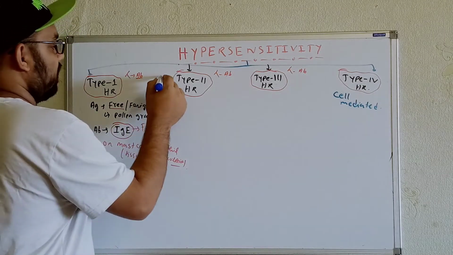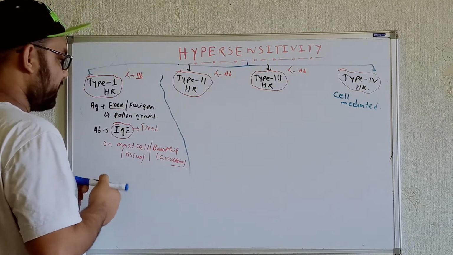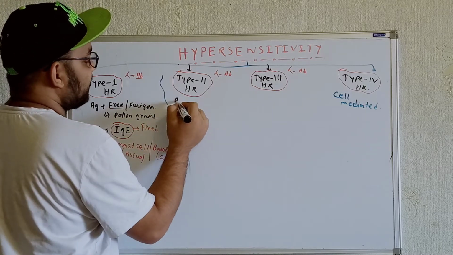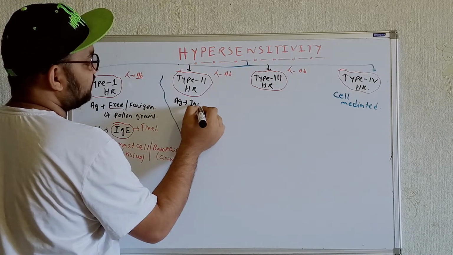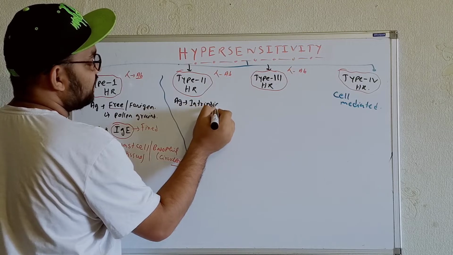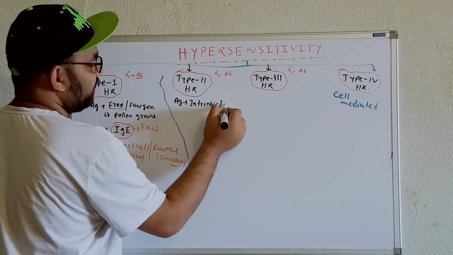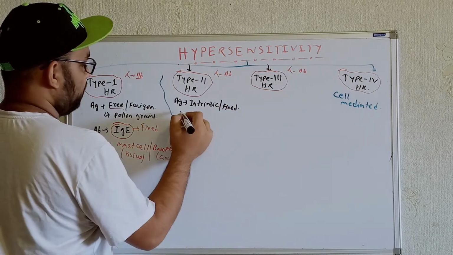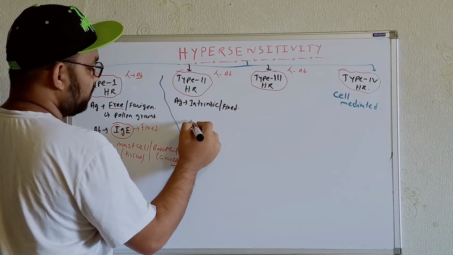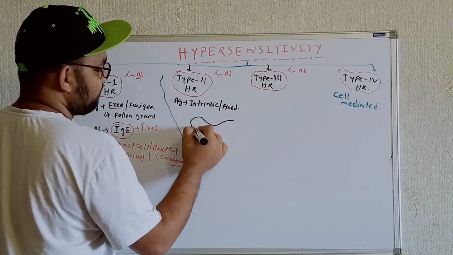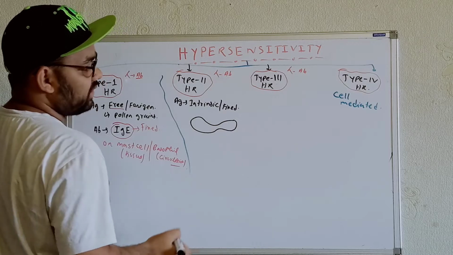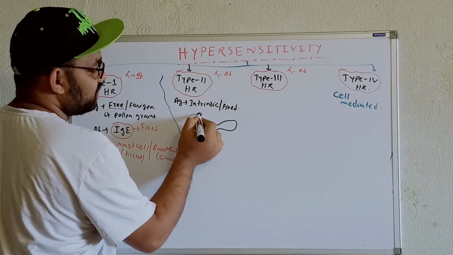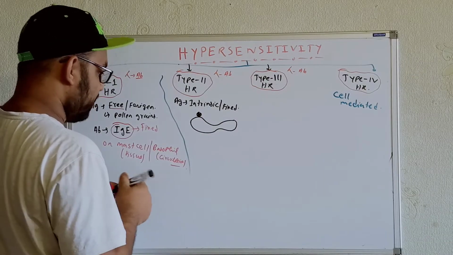Now let's talk about type 2 hypersensitivity reactions. Very basic things. At first, if we talk about the antigens, these antigens are always intrinsic antigens, and these antigens are fixed antigens. For example, this is an RBC, and within the RBC we can get intrinsic antigens. That means the antigens are from within the body.